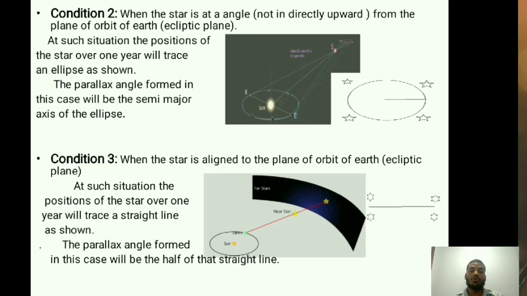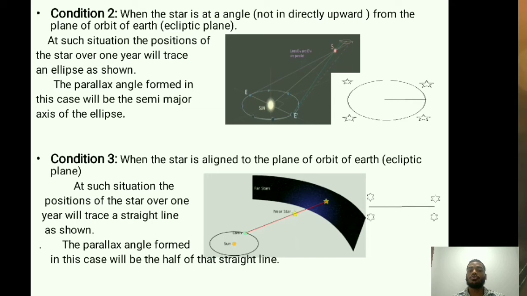Now, condition 2: when the star is at an angle from the ecliptic plane. In such a situation, the data of positions of the star over 1 year will trace an ellipse as shown here. And the parallax angle formed in this case will be the semi-major axis of this ellipse.